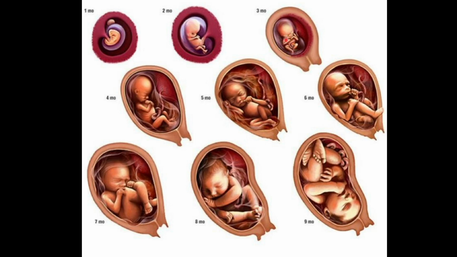In the third month, that is the first trimester, at the end of the 12 weeks, you will find major organ systems and external genitalia are well developed.